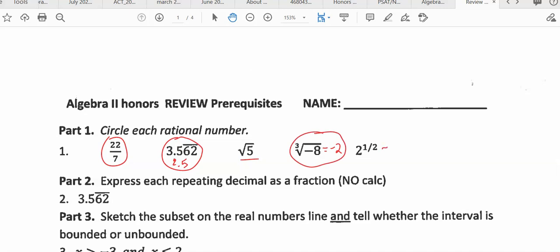2 to the 1/2 is the same thing as the square root of 2, and that is definitely in the irrational camp there. The decimal keeps on going. It doesn't repeat at all. So in this kind, there are 2 digits repeating.